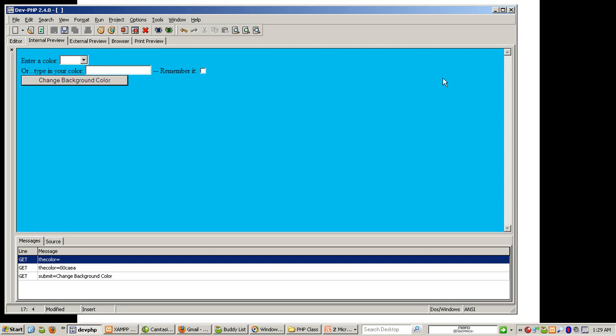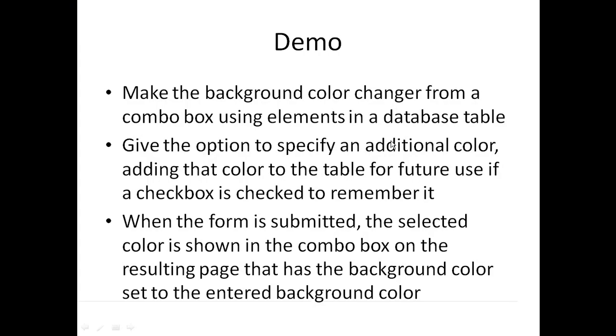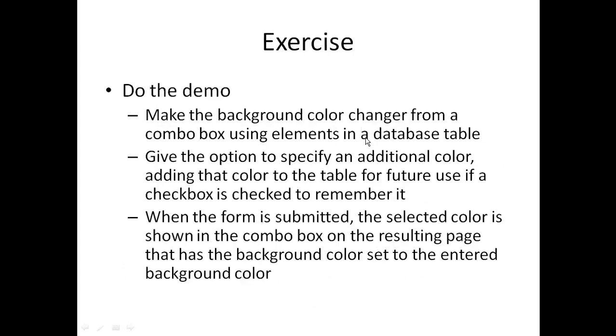All right, let me move over to the exercise. The exercise is to do the demo. Make a background color, chosen from the combo box using elements in the database table. Give the option to specify an additional color, adding that color to the table for future use if a checkbox is checked. When the form is submitted, the selected color is shown in the combo box on the resulting page that has the background color set to the entered background color.